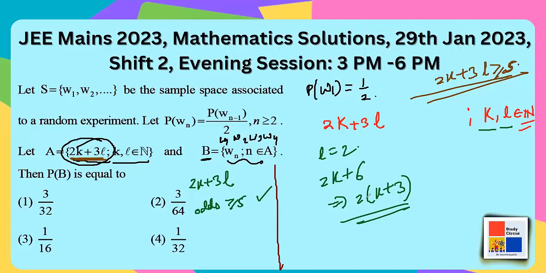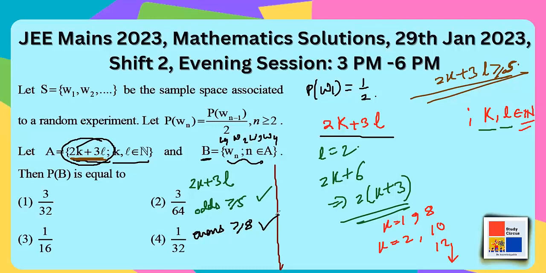And what is the minimum? For k equal to 1, this will be 8, isn't it? For k equal to 2, this is going to be 10, right? So 8, 10, 12, all the even numbers are getting included. So obviously this covers all the even numbers greater than or equal to 8 as well. Check, right?